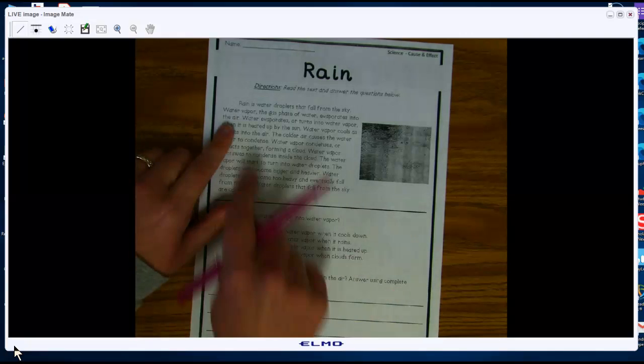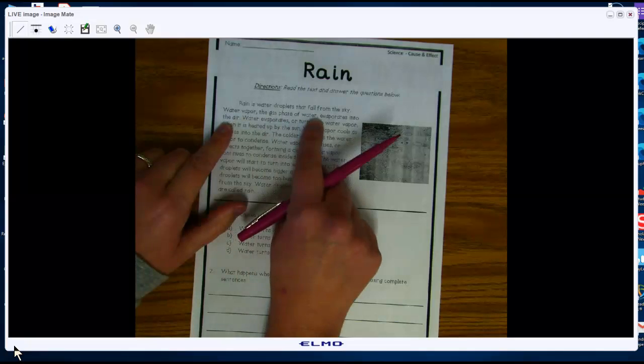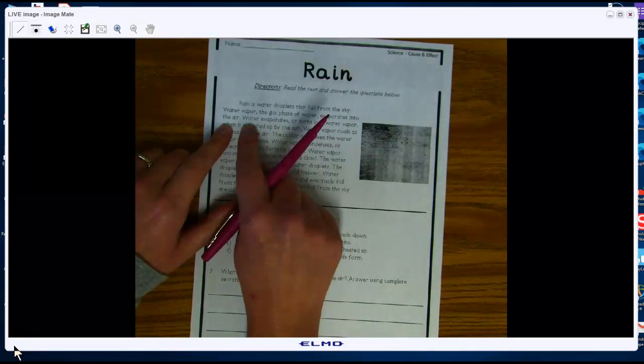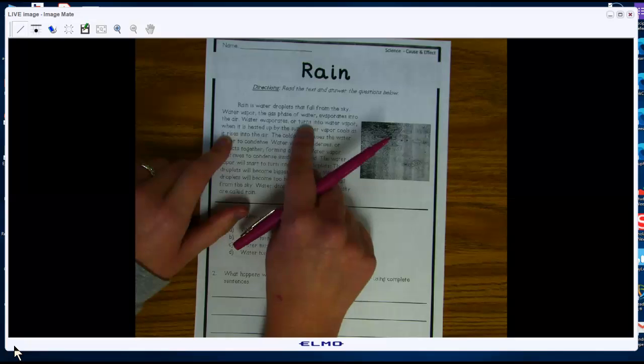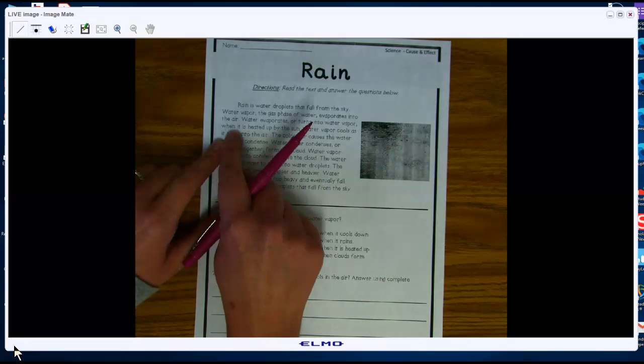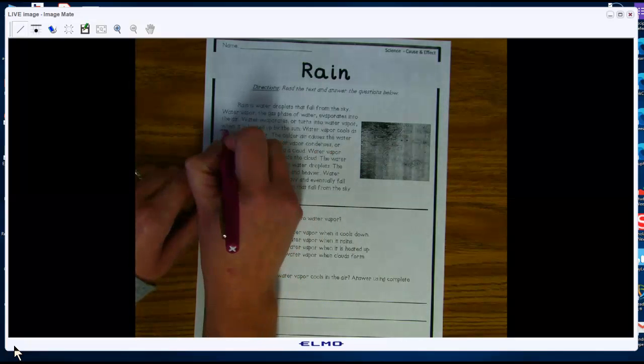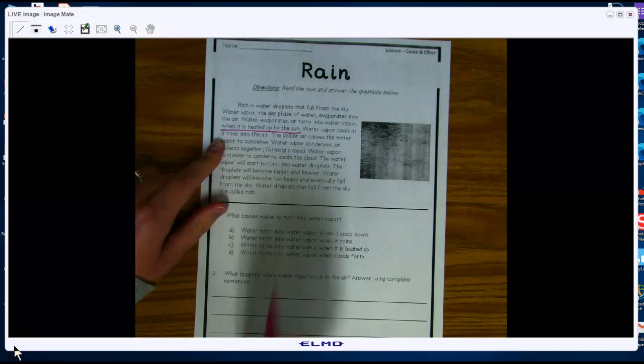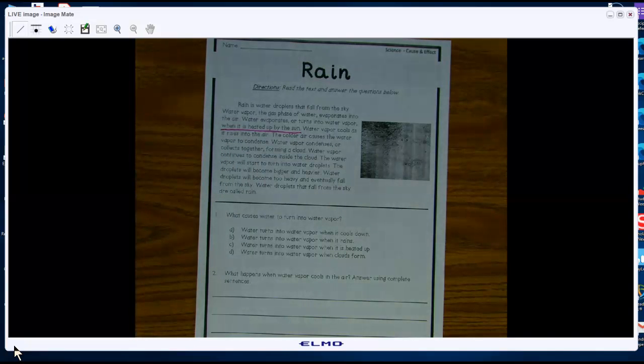Let's look up here. Water vapor, the gas phase of water, evaporates into the air. Water evaporates or turns into water vapor when it's heated by the sun. Let's underline that. Water evaporates or turns into water vapor when it's heated by the sun.